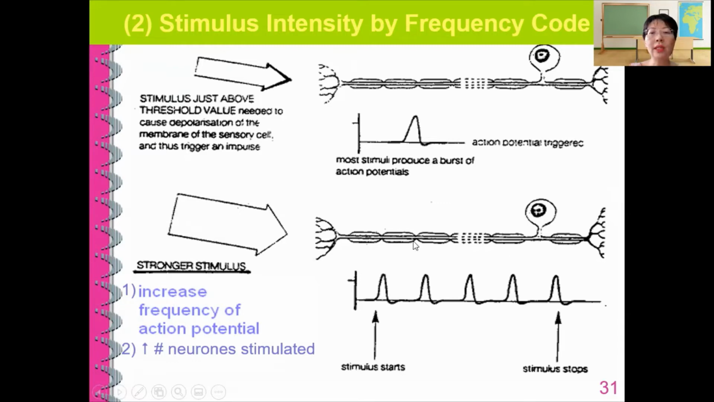So how can we tell that this is a stronger stimulus? Because action potential is always positive 30 millivolts, we tell by the frequency of action potential. The stronger the stimulus, the more action potentials will be generated per unit time. So that tells us the difference in the intensity of the stimulus, by frequency of action potential. So intensity by frequency code means frequency of action potential.